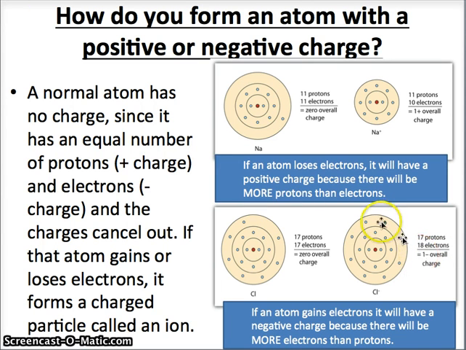And so depending on how many electrons it gains or loses, an atom can be positive or negative. So we call these ions. So don't forget that word. That's a really important word.